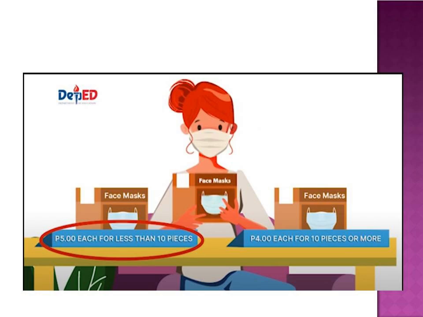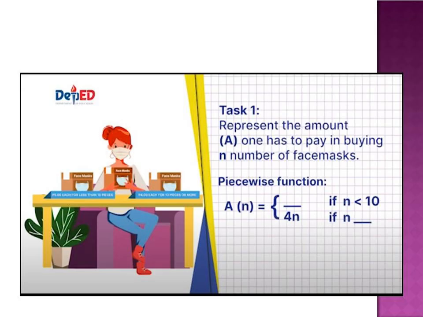Can we try this? Suppose the amount of face mask that Lena sells costs 5 pesos each for a purchase of less than 10 pieces, and 4 pesos for 10 pieces and above. Again, we have two tasks. First is to represent the amount one has to pay in buying n number of face masks. Since there are two conditions, we know that we will have a piecewise function. Let's try filling the missing terms to complete the piecewise function. You have 15 seconds.